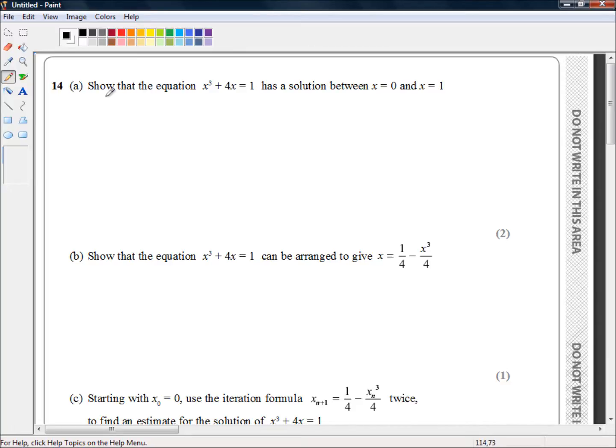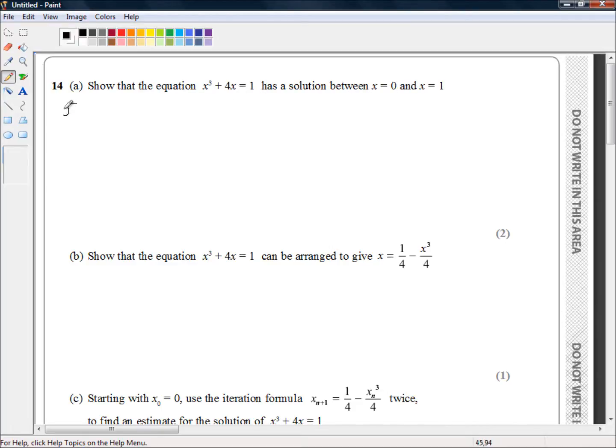Part A says, show that the equation x cubed plus 4x equals 1 has a solution between x equals 0 and x equals 1. Well, that could be rather complicated if you try to treat it as a quadratic equation, because this has got a cube in there and you can't really factorize it either. So we really are going to have to show that, because this is a continuous function, it's going to have a solution between 0 and 1. We're not actually trying to find the solution, we're just trying to prove that there's a solution between 0 and 1. So I'm going to use my f of x notation.